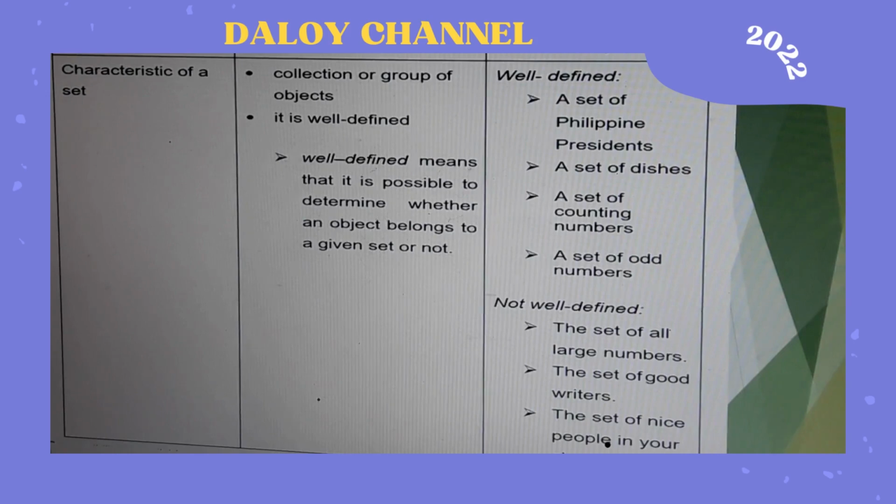Now, another example, a set of good writers. What should be our criterion or criteria in determining the good writers? Then the third example, we have a set of nice people in your class. What should be your criteria of identifying nice individuals or people in your class? So these are the not well-defined sets.